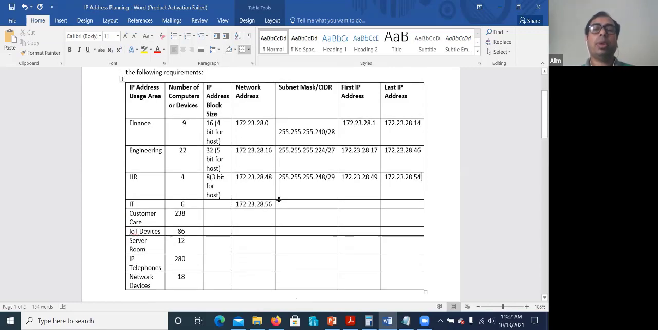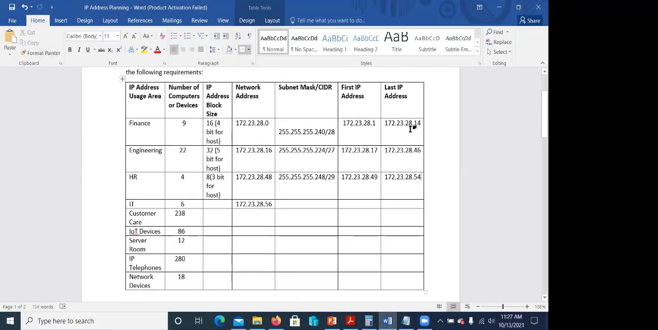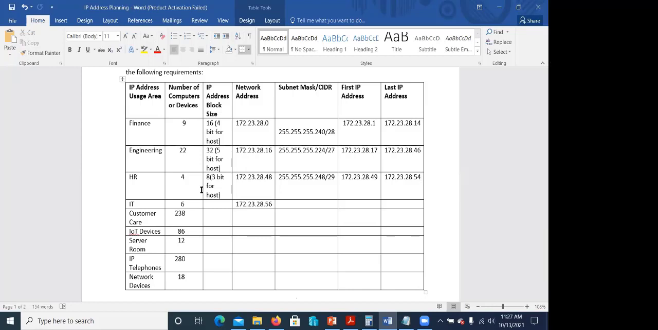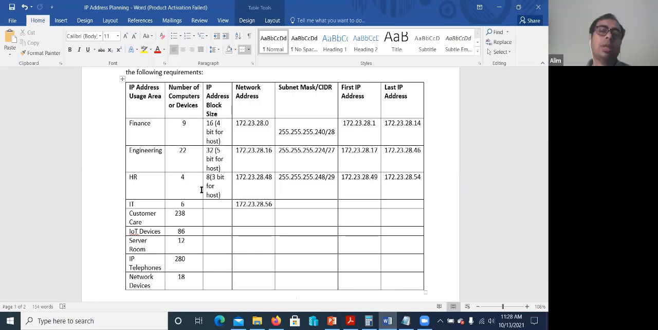In this way, we will complete the whole table. Still we are wasting some addresses. Yes, still we are wasting 2 for this one. But it is okay. It is a mathematical constraint. You have nothing to do to reduce this wastage. What about if we use VLSM, variable length subnet mask? It is variable length.